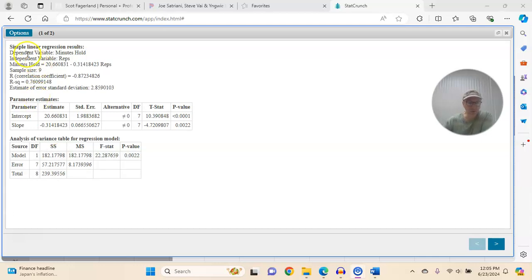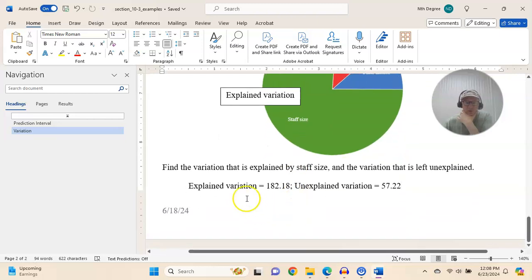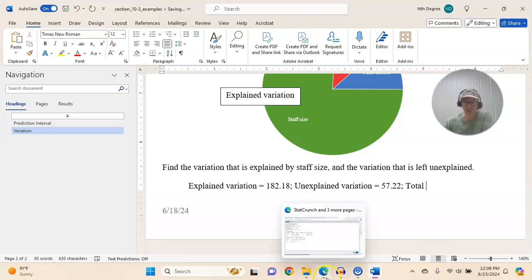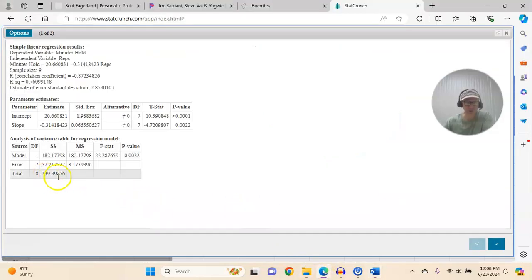By the way, when you look at this readout, it also gives you r squared up here. 0.76 is the square of this number. So if I just basically copy these two numbers, I can carry them over to my answer. The explained variation is about 182, and the unexplained variation is about 57, with that total being about 239.